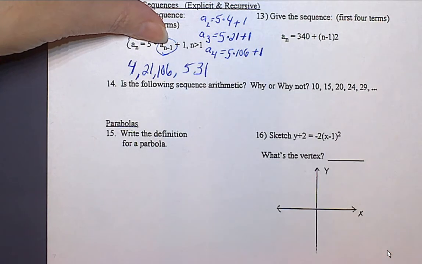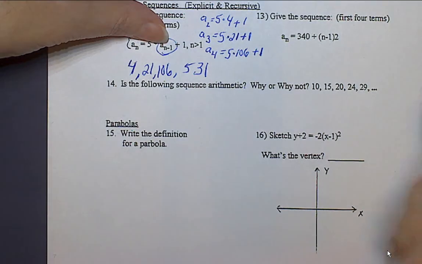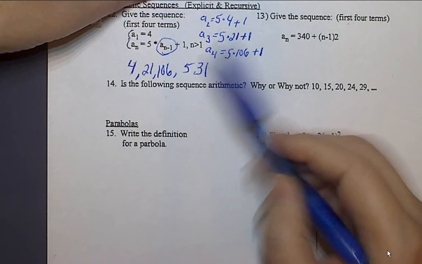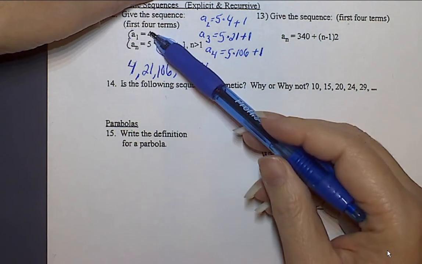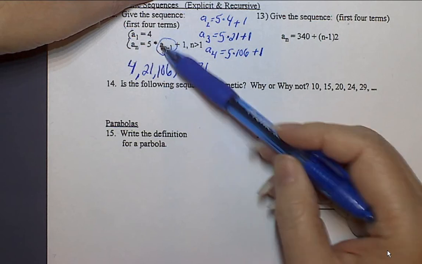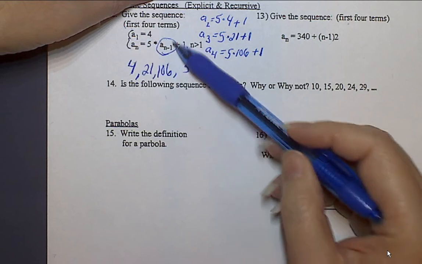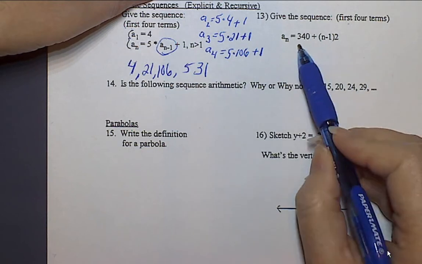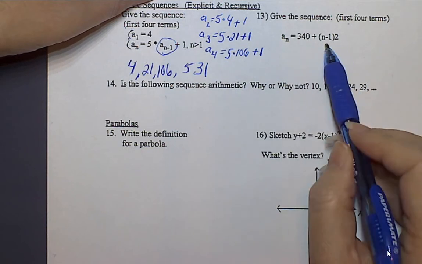Alright, number 13. Now it says to give the first 4 terms here. This was a recursive formula because it recurs more than once. That means there are at least two steps to get a recursive. You need the previous term to get the recursive. Now this one is explicit. That means I could get the 50th term simply by putting in a 50 there.